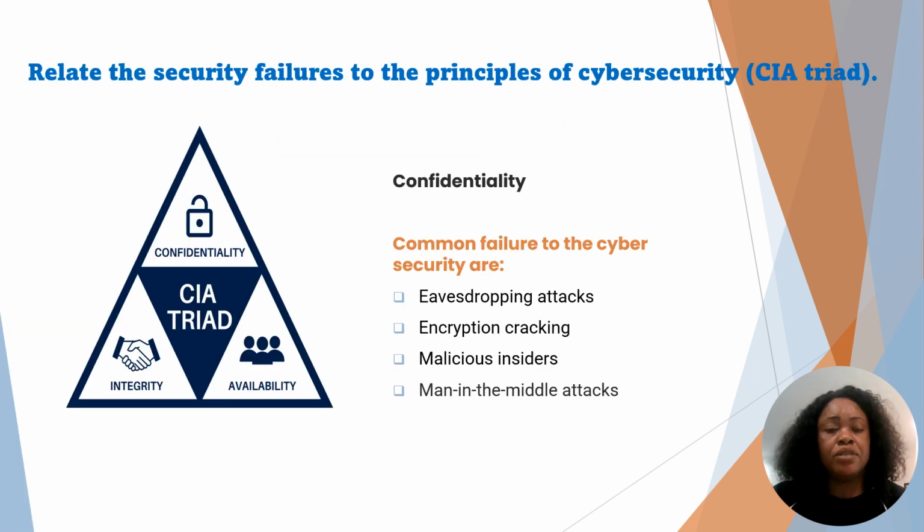My next topic is how the security failures relate to the principles of cybersecurity. How can you relate to that in terms of the CIA triad: the confidentiality, the integrity, and the availability. In terms of confidentiality, the common failures to cybersecurity, especially when you're working from home, are the airdropping attack, encryption cracking, malicious insiders, and the man in the middle attack.